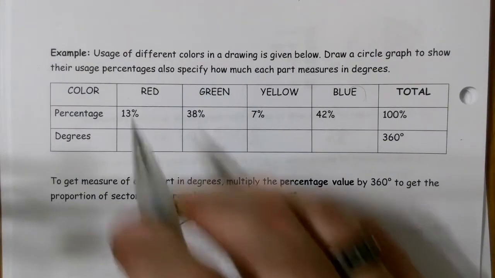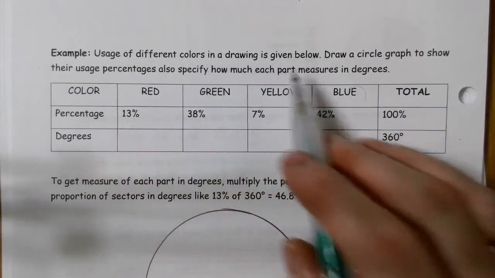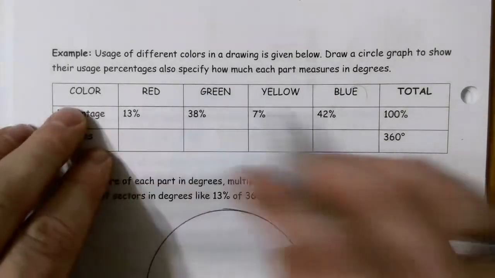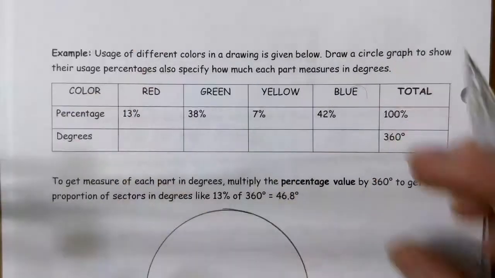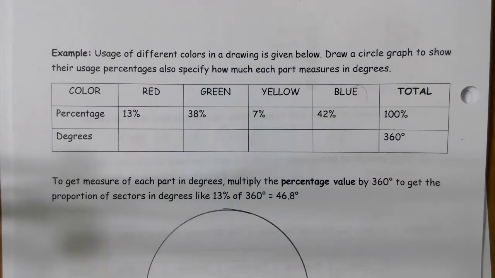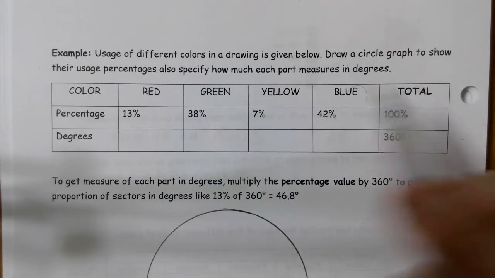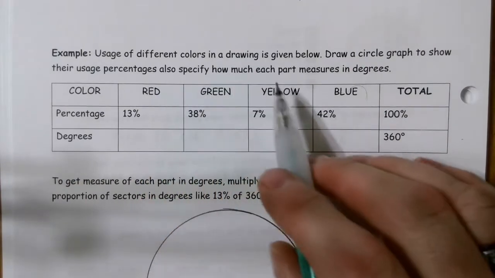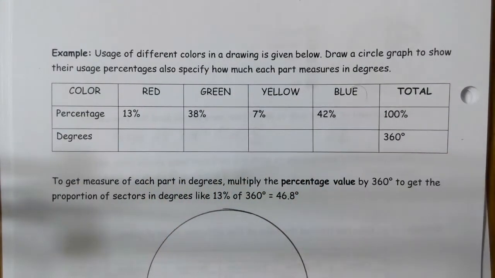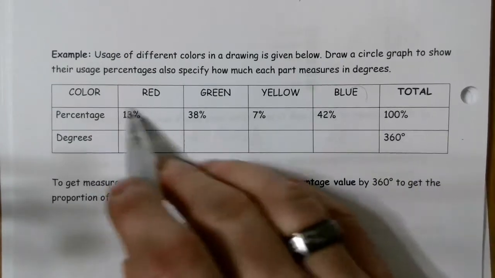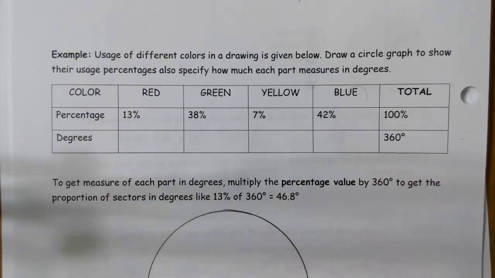In this question we read, the usage of different colors in a drawing is given below. So basically here are my colors, and we're getting the proportions of the colors used in the picture. So draw a circle graph to show their usage percentages. Also specify how much each part measures in degrees. So first of all, we're going to take these percentages right here and convert them into a degree on the circle.